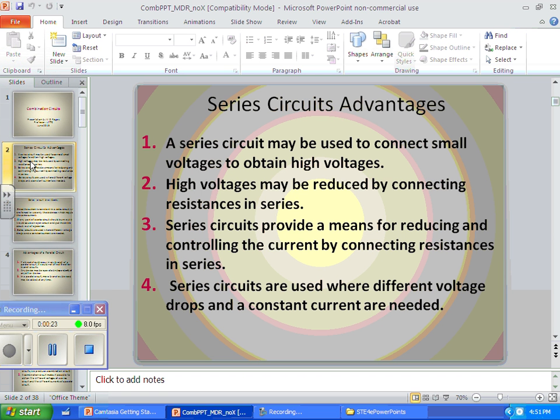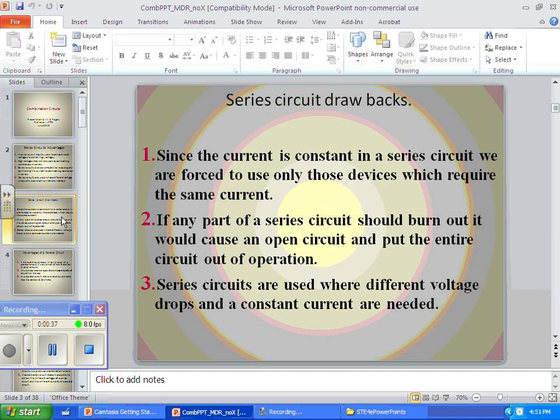Okay, so a series circuit may be used to connect small voltages to obtain high voltages. High voltages may be reduced by connecting resistance in series. These are all the purposes or advantages of a series circuit. These are the drawbacks. Since the current is constant in a series circuit, we are forced to use only those devices which require the same current, and so on.